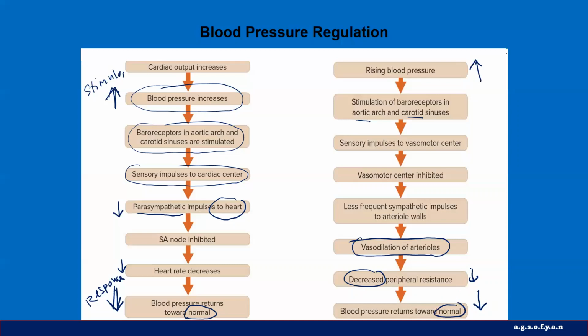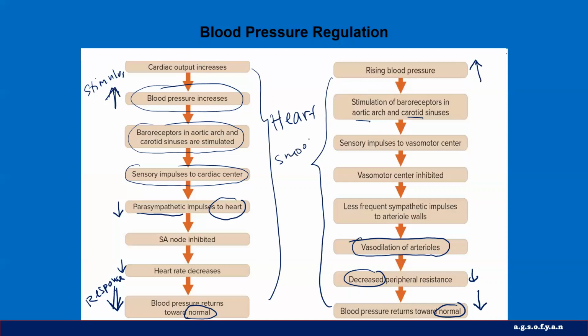So the left one over here is the control for the heart, and the right side over here is the control for the smooth muscle of the blood vessel, which is the peripheral resistance.